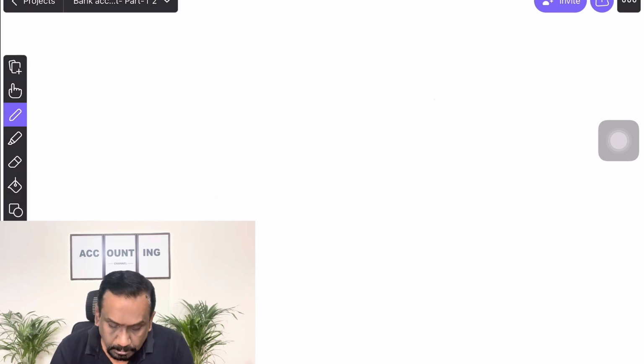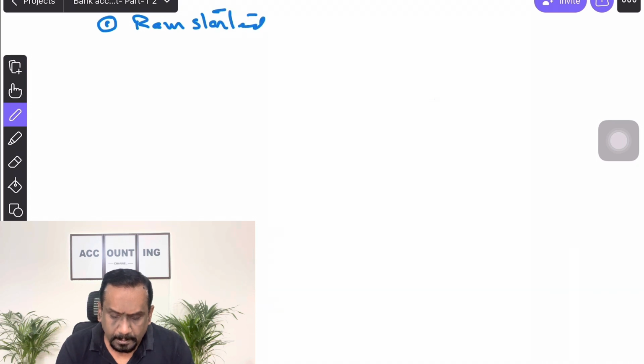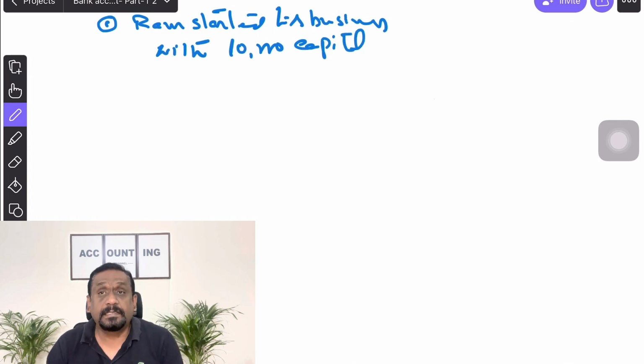Right. So let us start with first journal entry. Ram started his business with 10,000 rupees capital. Let us take this transaction. Ram started his business with 10,000 rupees cash. How do we record this transaction into the books of accounts? That is something which we need to learn.